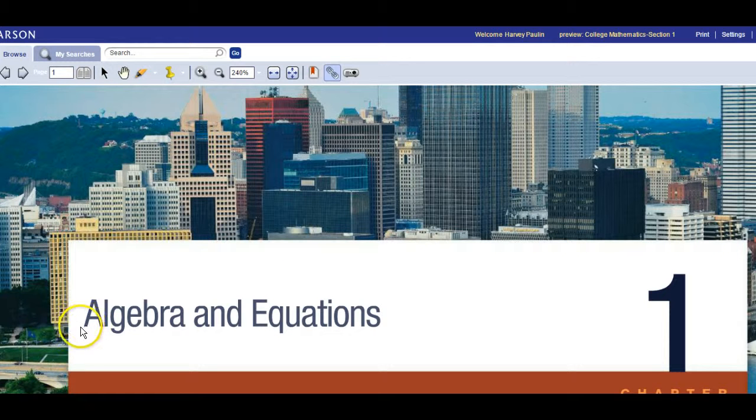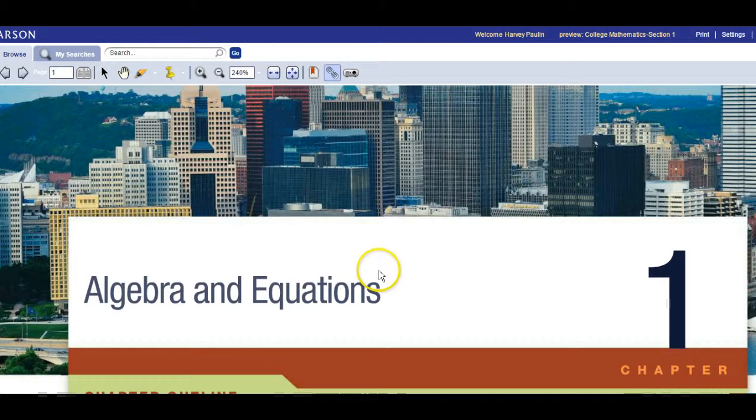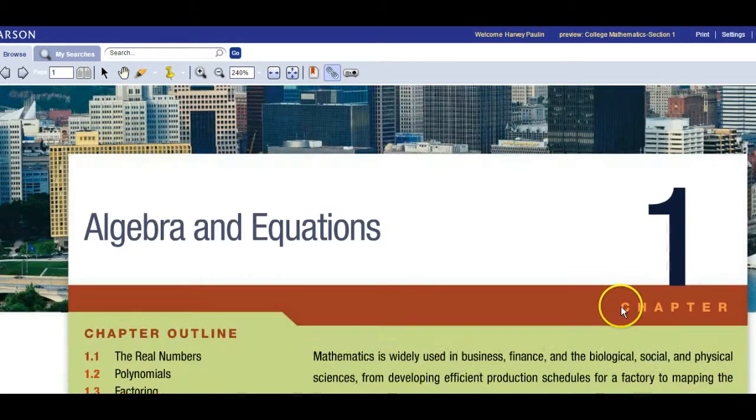What we'll be doing here is looking over the textbook, your online textbook for Math 1108. And we'll be putting this up to our YouTube site, and hopefully it'll be useful for you. So we'll start off with Algebra and Equations, Chapter 1.